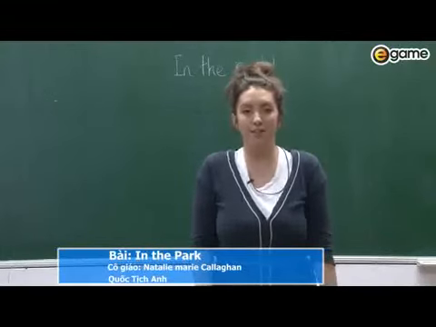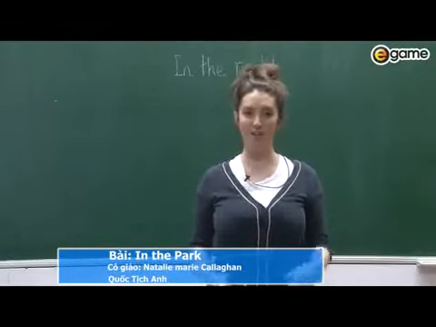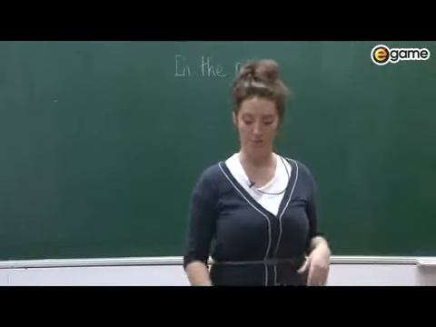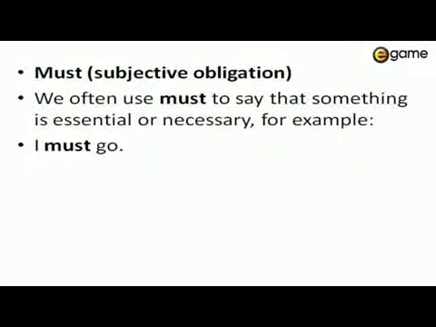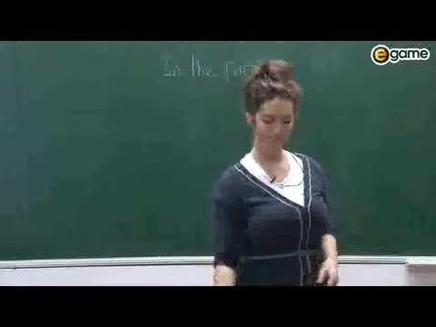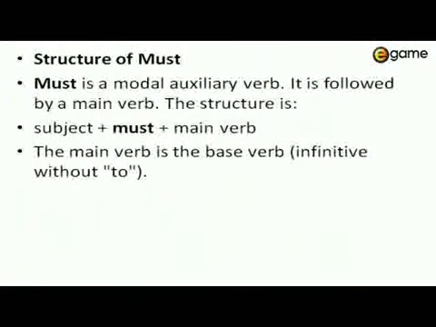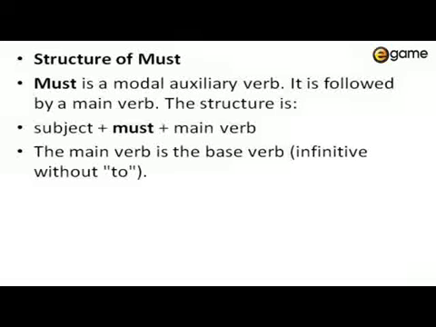So we use this to express obligation, things we have to do, must. So we often use must to say something that is essential or necessary. For example, I must go. I have to go. So must, we call it an auxiliary verb. And we use it before the main verb.